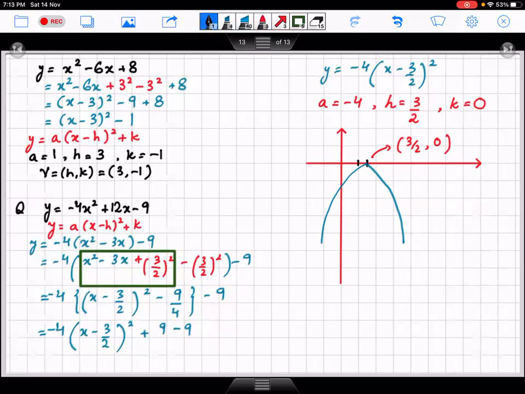Let's say I want to find this value. Basically this is the value lying on the y-axis. On the y-axis, x is 0. So it should become 0 minus 3 by 2 whole squared, and by solving this, y is equal to minus 9. So if anyone wants to find this cutting point, it should be 0 comma minus 9.